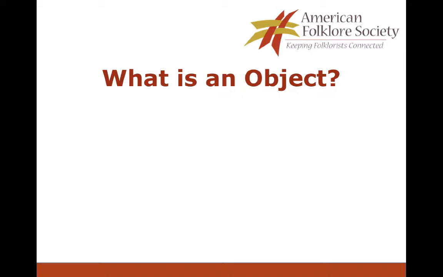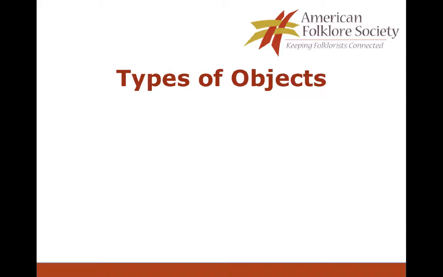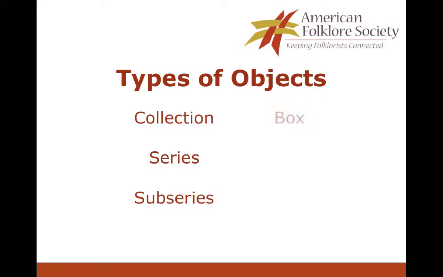In the context of the FCD, object records are where you will describe the actual stuff, the content and organizational structure of a circumscribed body of archival material. There are 6 types of object records one can create in the FCD: collection, series, subseries, box, folder, and item.